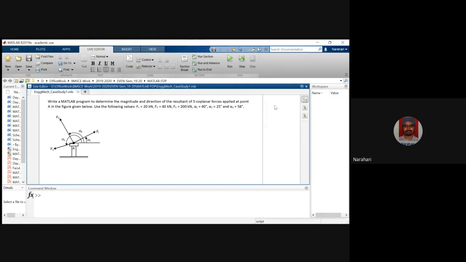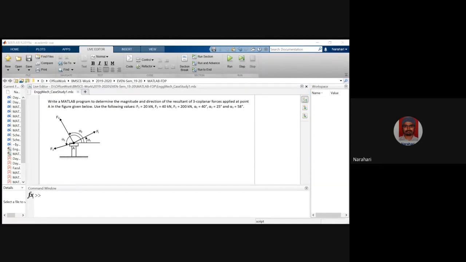The right side window that you see is where the actual output of the code will be shown. And sometimes if we are plotting, the graph also will be shown on the right side. We'll see that.